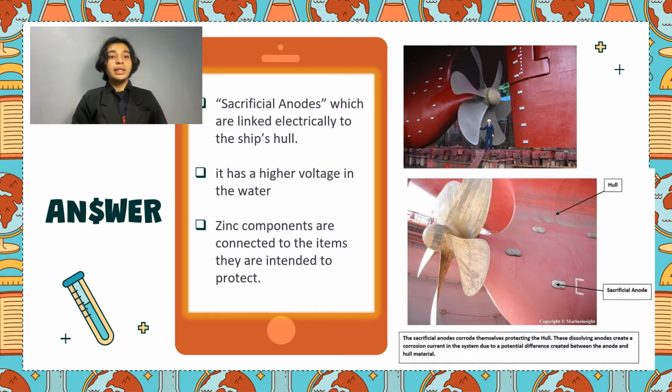Sacrificial anodes are linked electrically to the ship's hull. They are made of metals more reactive than the material used for the ship's body and systems. As such, they shield the ship's body and systems while the ship stays protected, giving rise to the name sacrificial anodes. Zinc is used because it has a higher voltage in water, so the current is more inclined to flow from it than from the propeller. To complete the electrical circuit, zinc components are connected only to the items they are intended to protect. Zinc is bolted right to the shaft or the underwater housing of the ship.